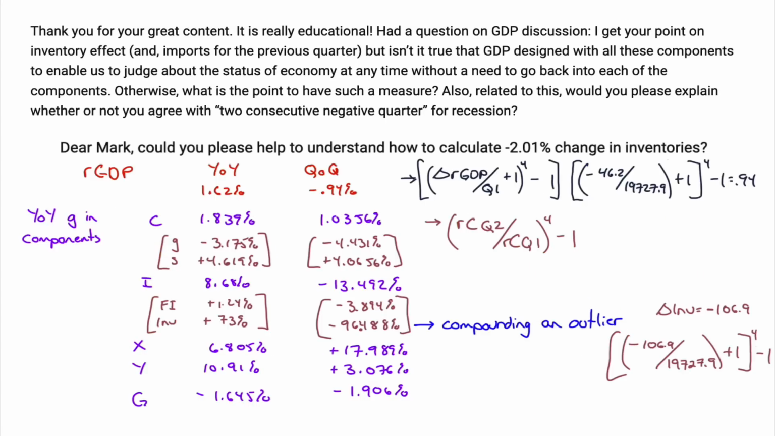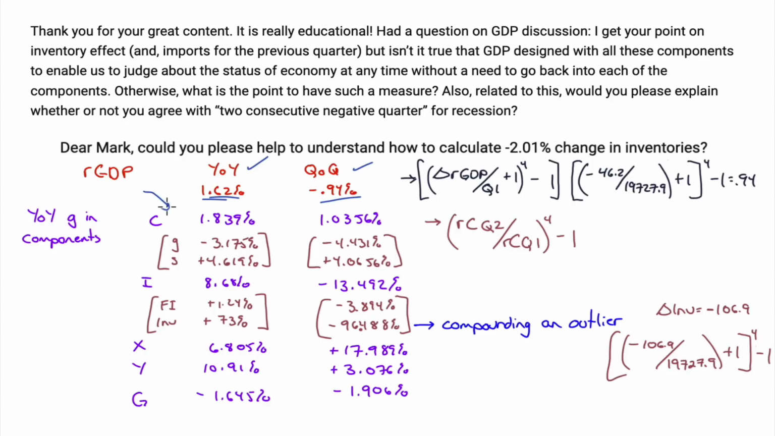So same two questions. Now we're going to use the real GDP data that we got for Q2. We're going to look at year over year and quarter over quarter. Year over year, our growth was 1.62% in real GDP. That is Q2, and we're looking at seasonally adjusted annualized real dollar amounts. If you look at Q2 2022 over Q2 2021, real GDP grew by 1.62% over the year. Quarter over quarter, it was negative 0.94.